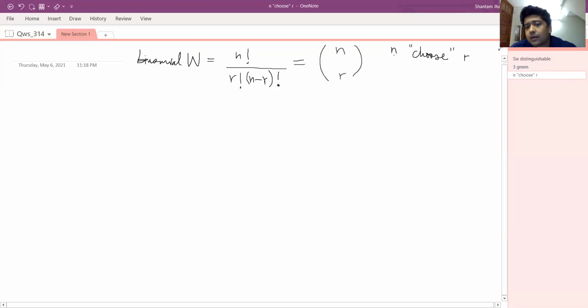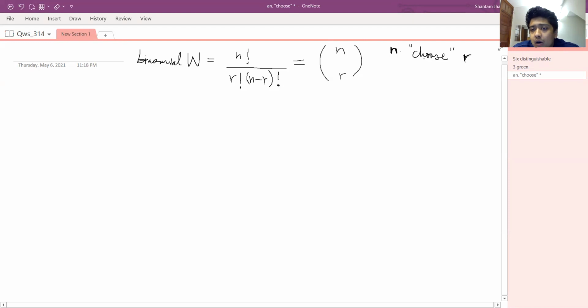As evidenced by the fact that we call this n choose r, this can also be thought of as the number of ways of choosing r stuff from n total stuff. That's the same as saying the number of ways of arranging n total stuff with r repetitions and n minus r further repetitions.